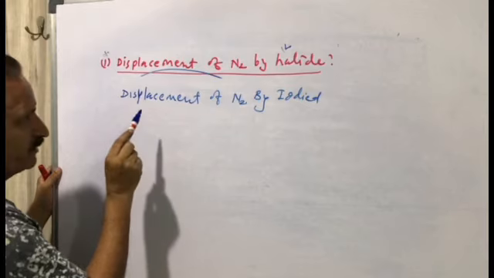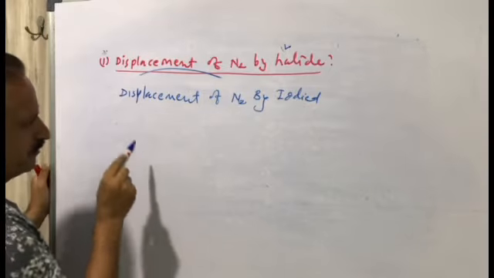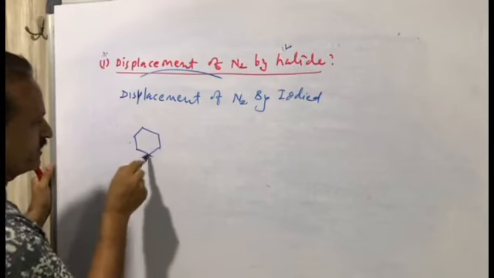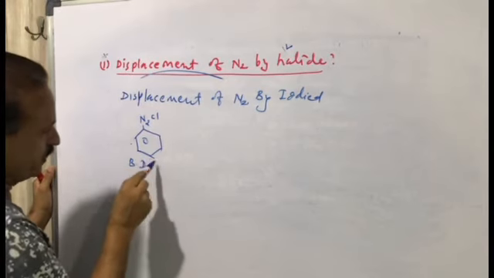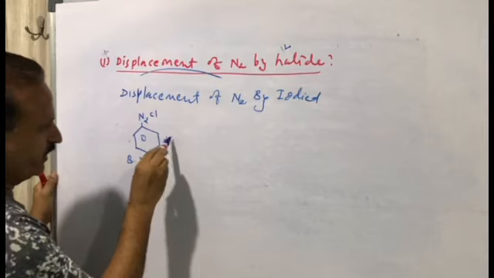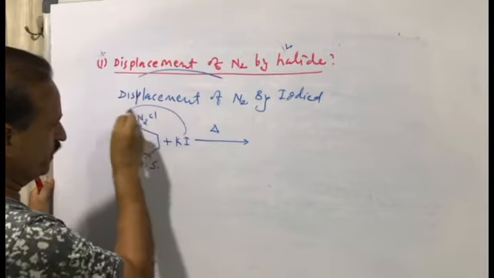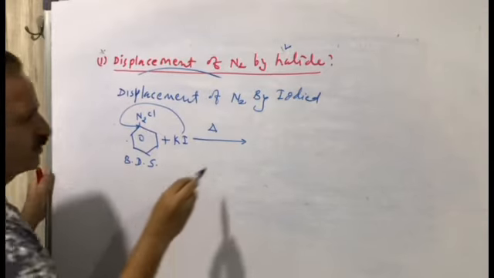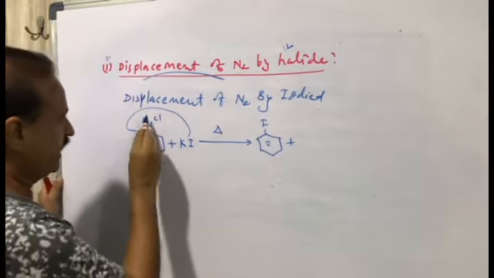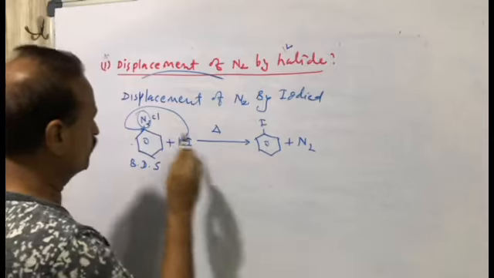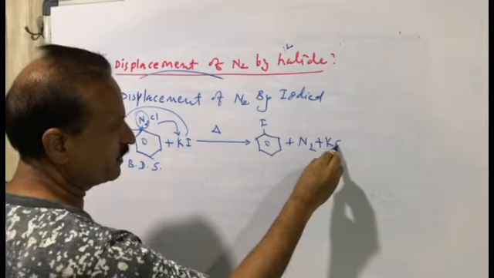Again, iodine is not reacting directly, but potassium iodide is taken. Then we are having N2Cl, benzene diazonium salt, BDS, which will react with potassium iodide. Heat is given, then iodine will displace the N2. So we are having iodobenzene. Then N2 gas will release, and this Cl will react with potassium. It means it is KCl.